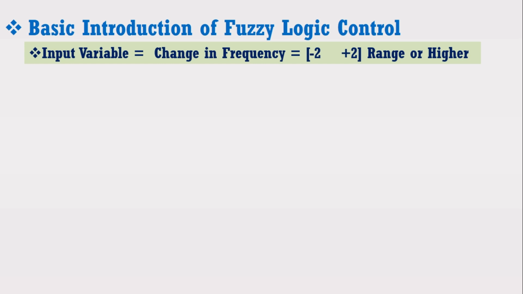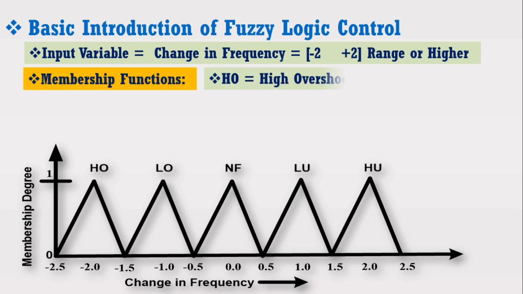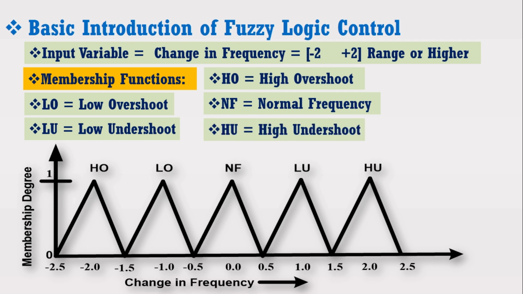Now we have to divide this input range into different membership functions in order to be able to assign different rules for different input values. Based upon this, the change in frequency input range with its membership functions is shown in this figure. It may be noted that the input change in frequency has 5 membership functions, namely HO stands for high overshoot, LO stands for low overshoot, NF stands for normal frequency, LU stands for low undershoot, and HU stands for high undershoot. Friends, these 5 membership functions are made arbitrary.